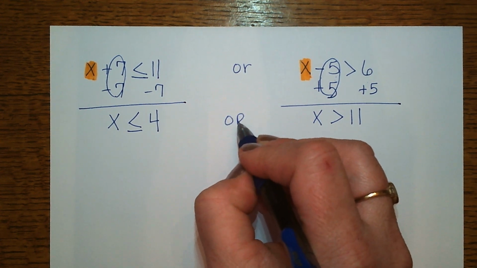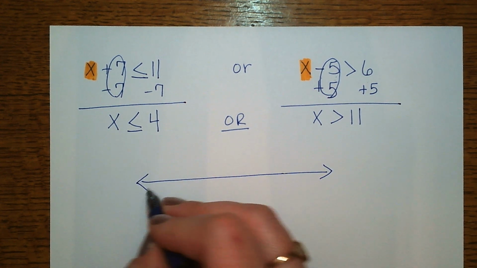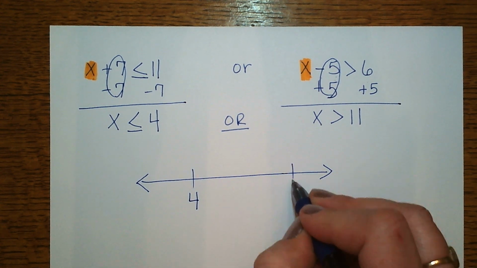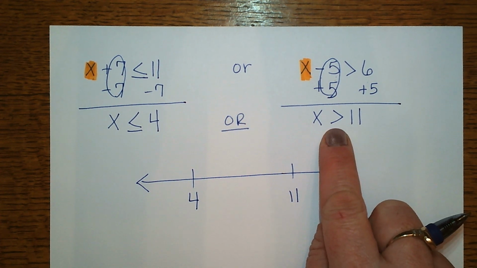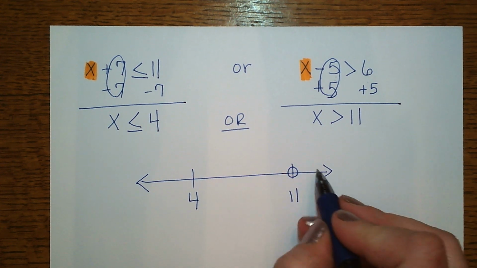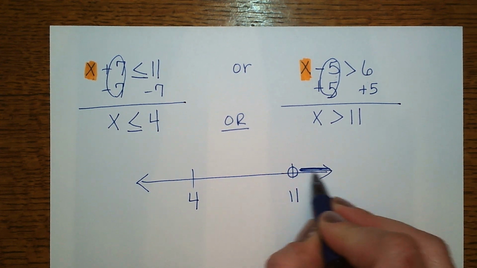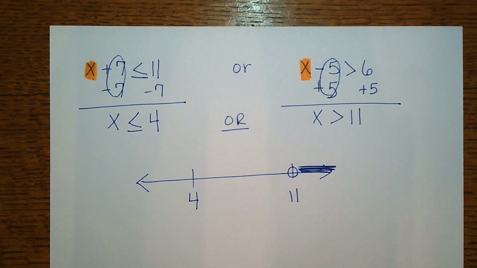Remember, again, this is an OR problem. When I graph this inequality, I have a 4 and an 11. This inequality says x is greater than 11. Greater than tells me I'm going to have an open circle. Greater than goes to the right because the numbers that are greater than 11 are numbers that are to the right of 11 on the number line.